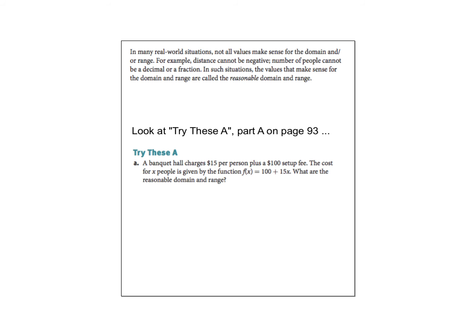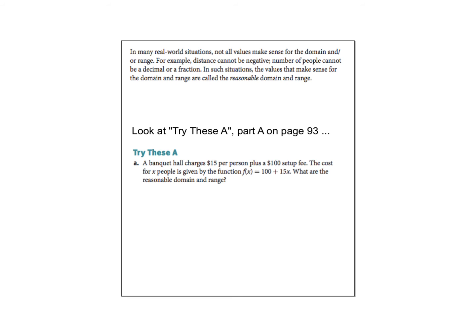So we know when we're looking at these problems, not all values will make sense for our domain and range. For instance, we know when we've looked at distance problems, we can't have negatives. We've talked about how that negative really means the direction that we're moving in. Also think about maybe if we're talking about the number of people. It can't be a decimal or a fraction.